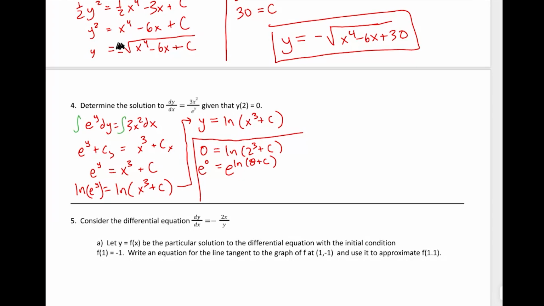Now, e to the 0 is going to be 1. E to the natural log effectively cancels each other out, and we just get 8 plus c, which is why we raised both of those as exponents to e in the first place. And if we subtract 8 from both sides, we get negative 7 for c. So now we're ready to write our equation. y equals the natural log of x cubed minus 7.